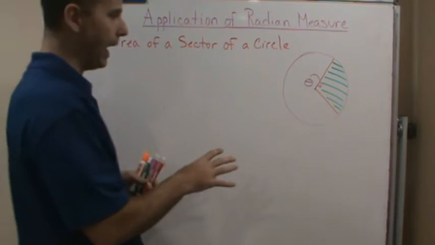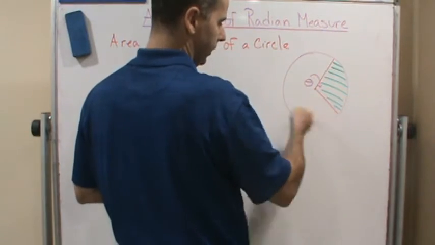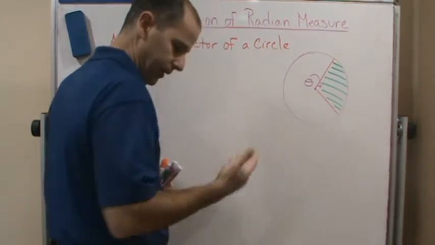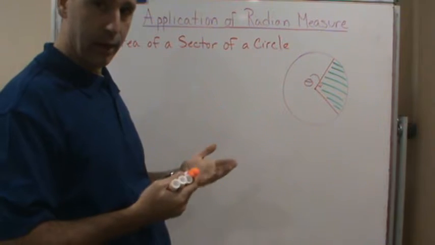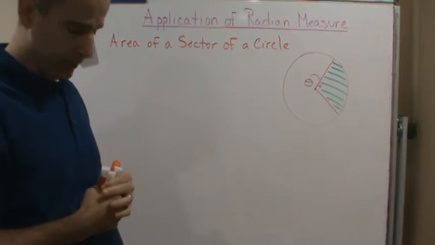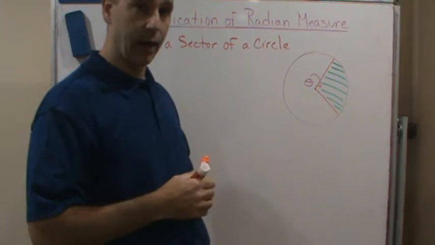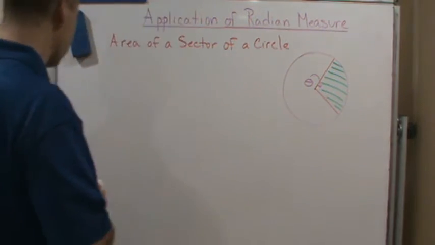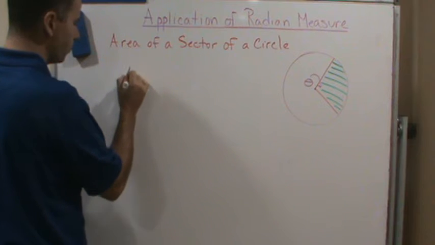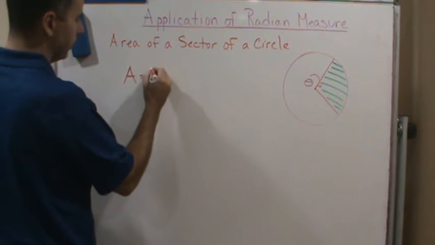So let's say we have a pie, right? We're cutting up the pie in equal pieces, let's say. Now we want to know the area of one of those pieces of the pie. How do we come up with that? Well, we do know the area of a circle, right? The formula for the area of a circle. Let's start with that. So the area of a circle is what?